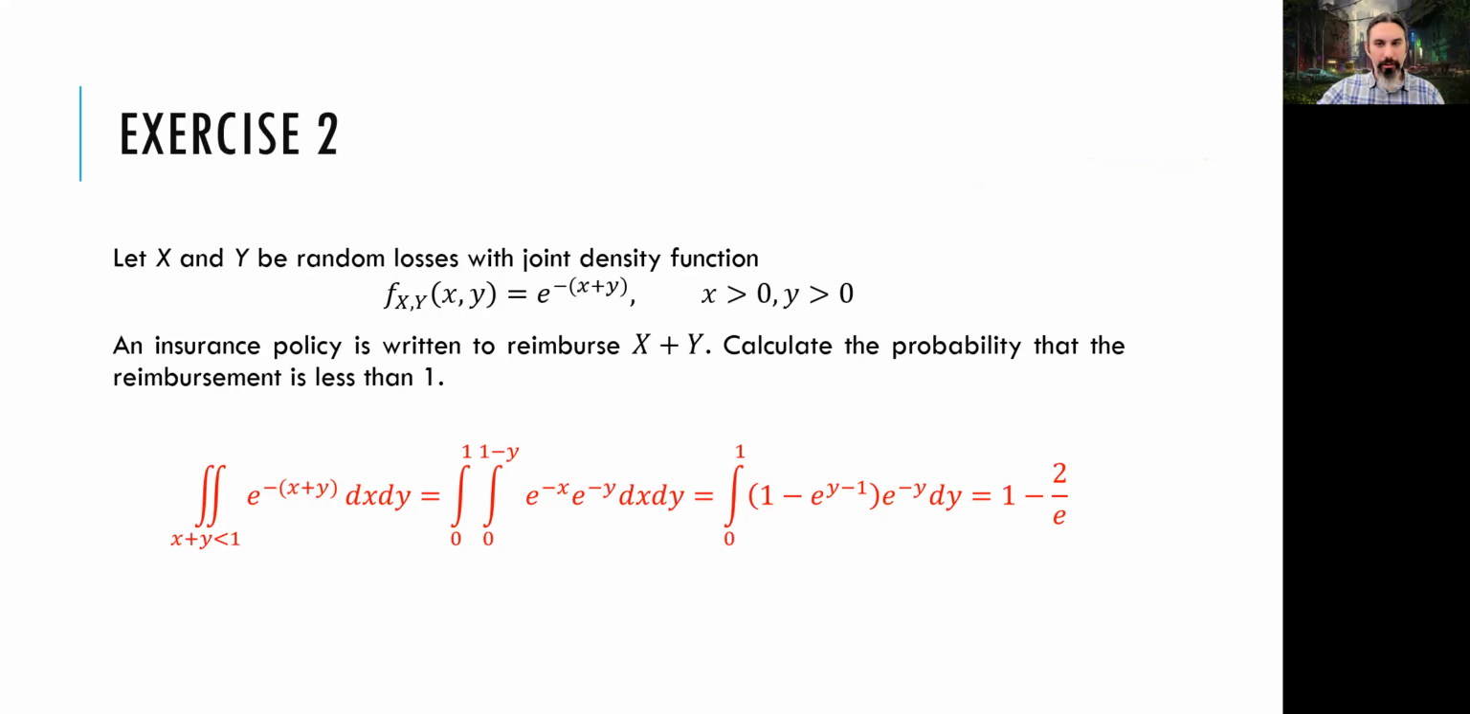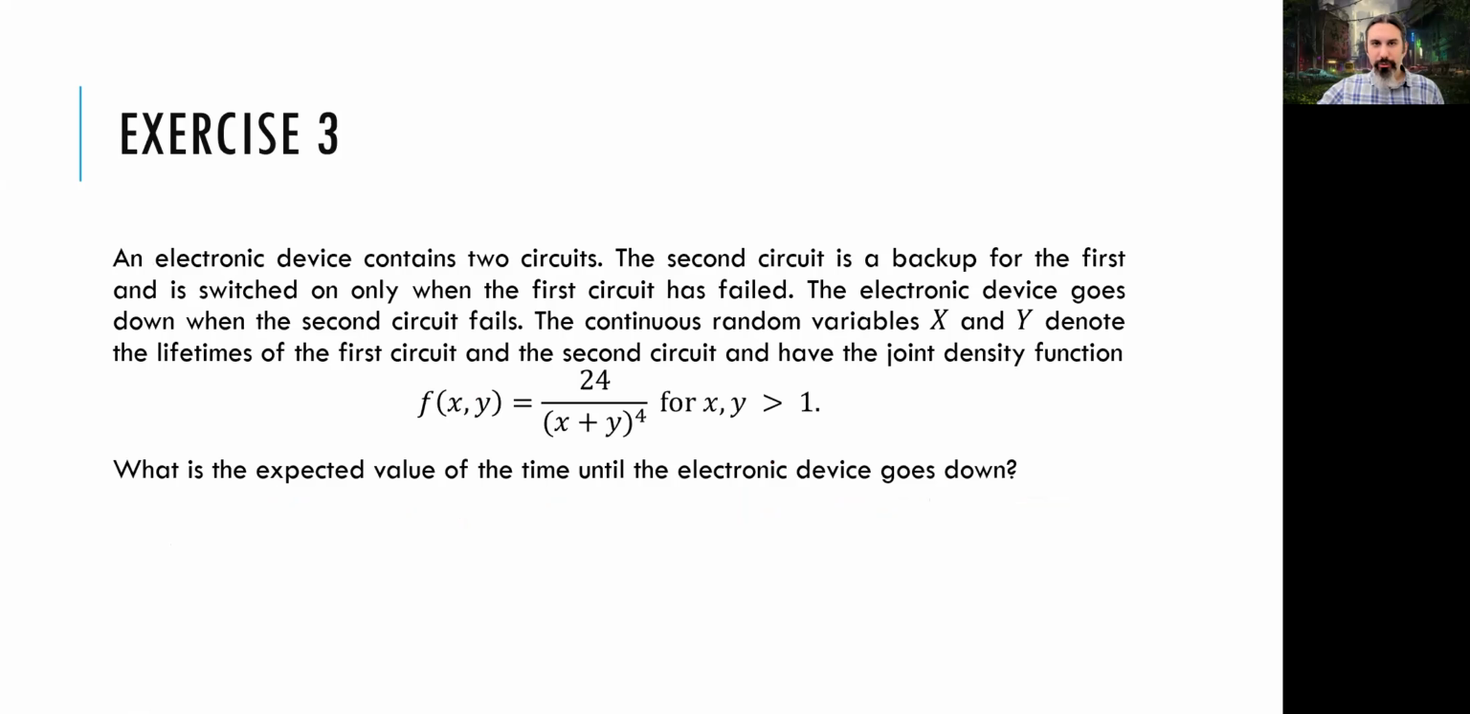So the next question is: an electronic device contains two circuits. The second circuit is a backup for the first and is switched on only when the first circuit has failed. The electronic device goes down when the second circuit fails. The continuous random variables x and y denote the lifetimes of the first circuit and the second circuit, and have the joint density function 24 over (x plus y) to the power of 4.